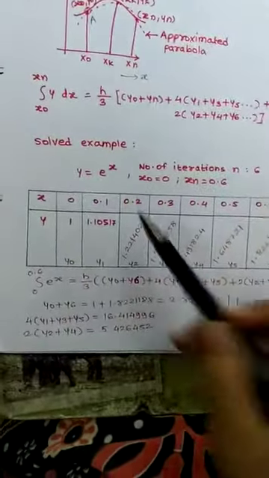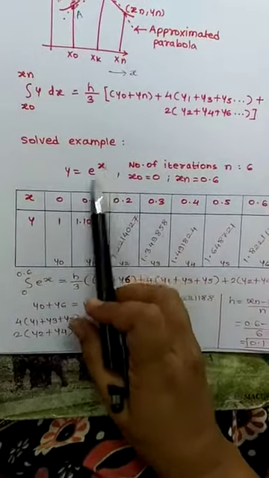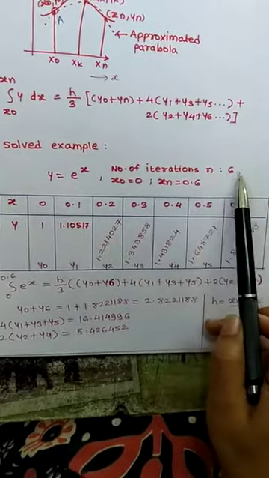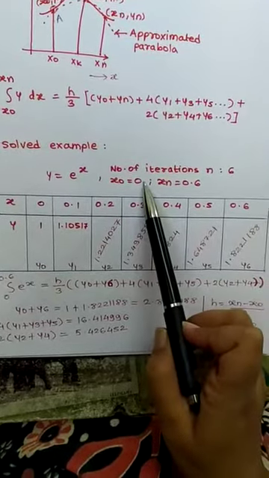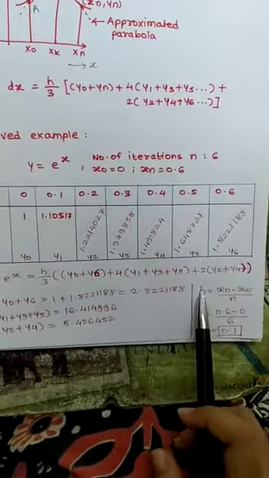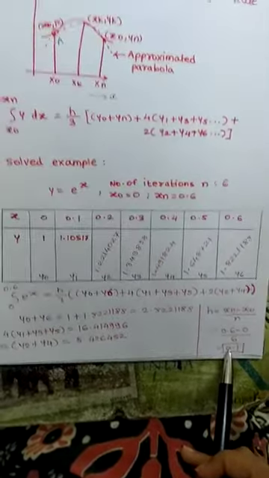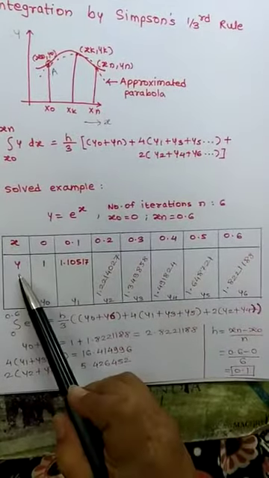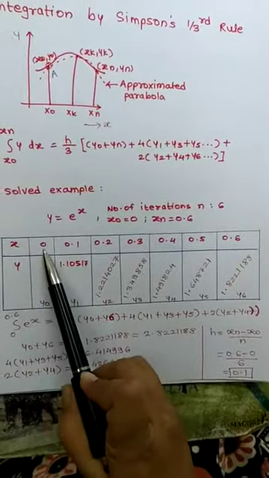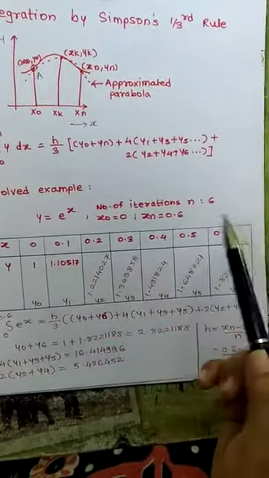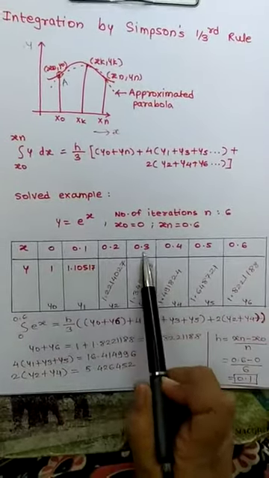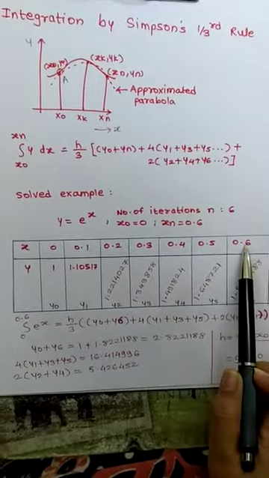Say the example is y equal to e raised to x. So e raised to x is our function. The given data is: number of iterations n is equal to 6, x0 is given as 0 and xn is given as 0.6. As we have seen, h is coming as 0.1. So we will make a table of x and the corresponding value of function y. I am varying my x from 0 to 0.6 with the same step size of 0.1. So it will be 0, 0.1, 0.2, 0.3, 0.4, 0.5 and finally 0.6.